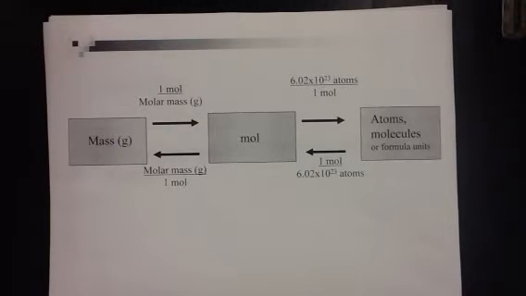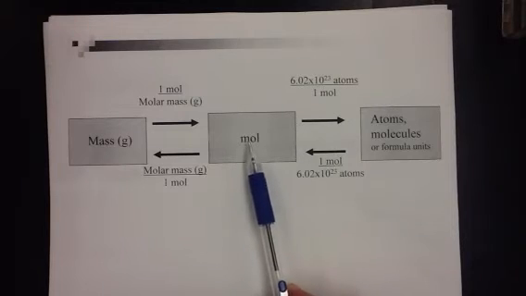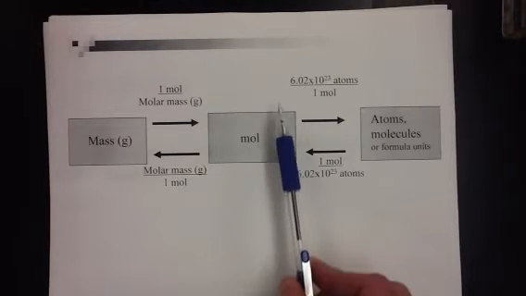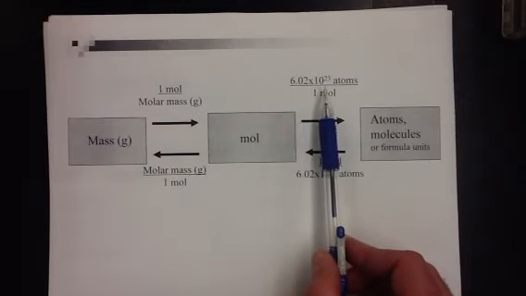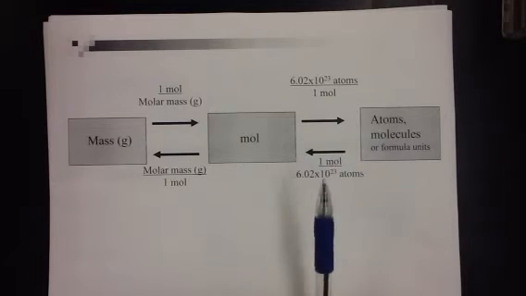Okay, so right now we're looking at the relationship between mass, moles, and number of particles, and we'll learn how to convert between mass, moles, and number of particles. We learned about the definition of a mole, and the definition of a mole is that a mole contains 6.02 times 10 to the 23rd particles per each mole.